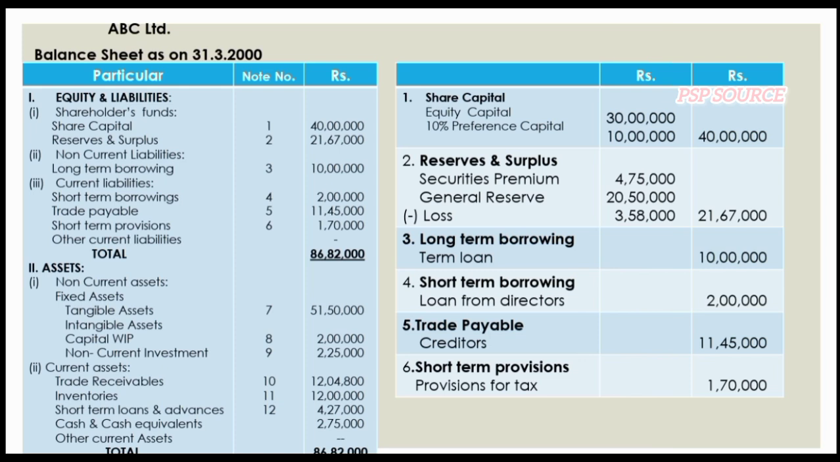As per the pro forma of the balance sheet, non-current liabilities come under long-term borrowing, ₹10 lakh. Current liabilities are short-term borrowing ₹2 lakh, trade payable ₹11 lakh 45,000, and short-term provisions ₹1 lakh 70,000. No entry was given for other current liabilities, so I have put nil in that column. If you add these categories, you will get ₹86 lakh 82,000.